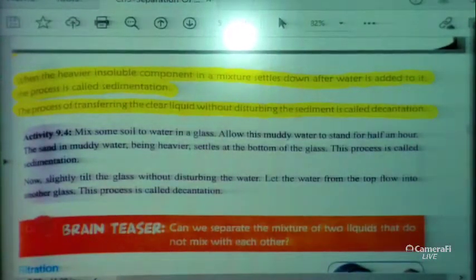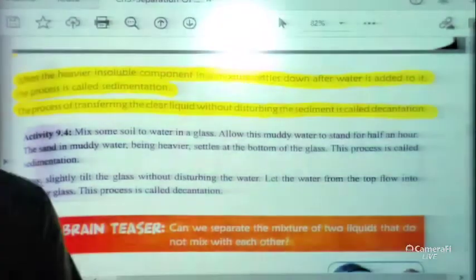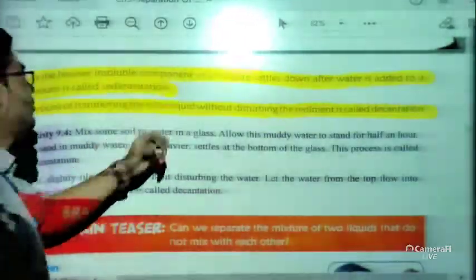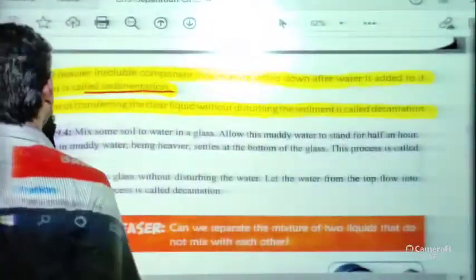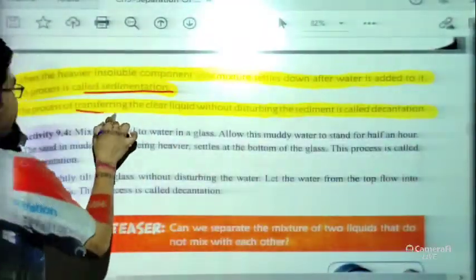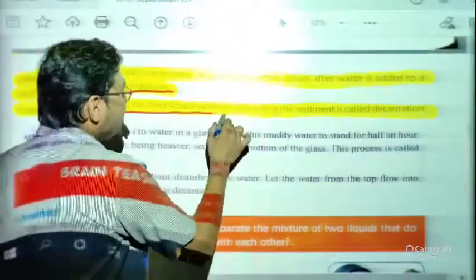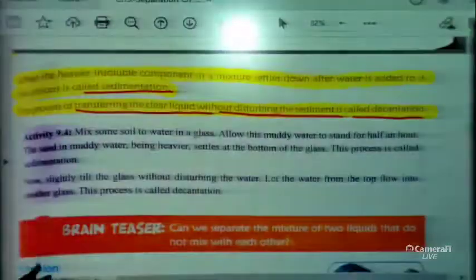So what are the things? Let me repeat once more. What do you mean by sedimentation? Sedimentation is when the heavier insoluble component in a mixture settles down after water is added to it. This process is called sedimentation. Okay, clear? Decantation is what? The process of transferring the clear liquid without disturbing the sediment is called decantation.